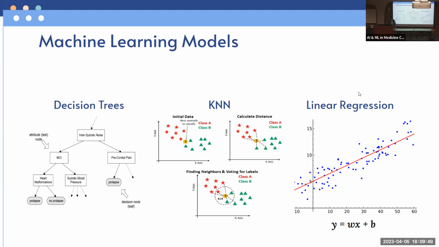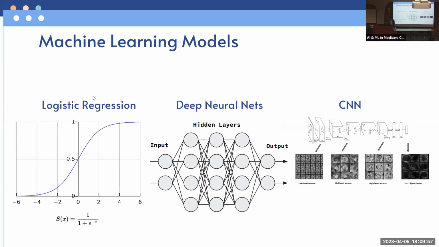Linear regression, very much used at this point. I don't know if it's considered even machine learning because the definitions evolve. Logistic regression is a little bit more sigmoidal and exponential, and I guess a little bit more advanced than linear regression. Deep neural nets, this is probably what most people think of when they think of AI, and convolutional neural networks that are mostly used for images and image classification and that sort of stuff.